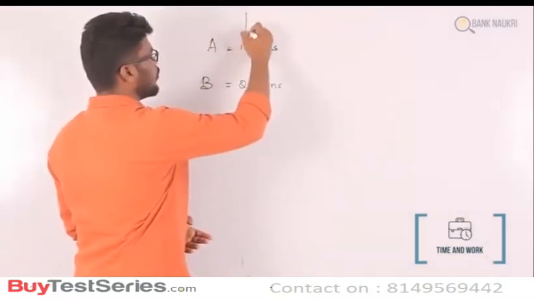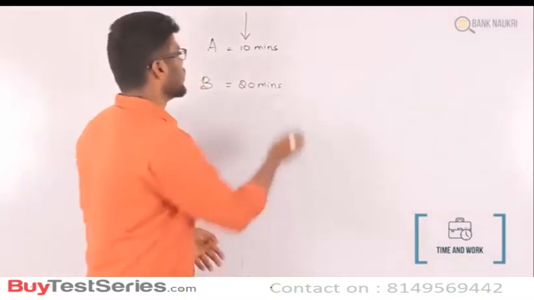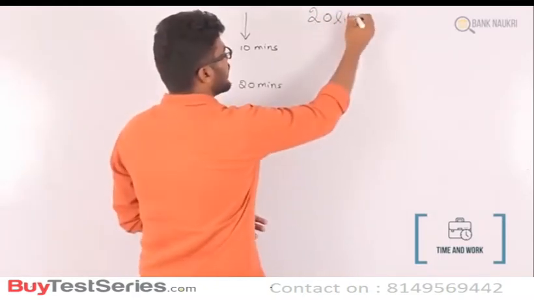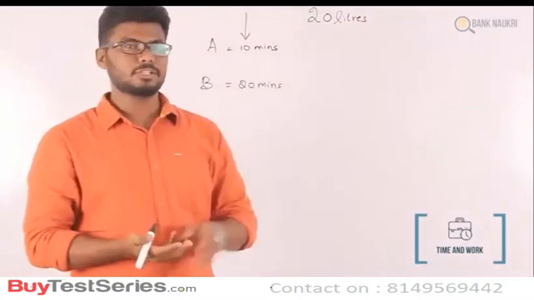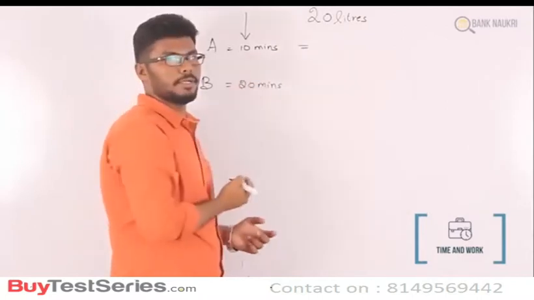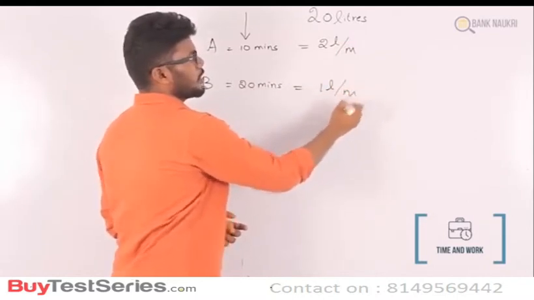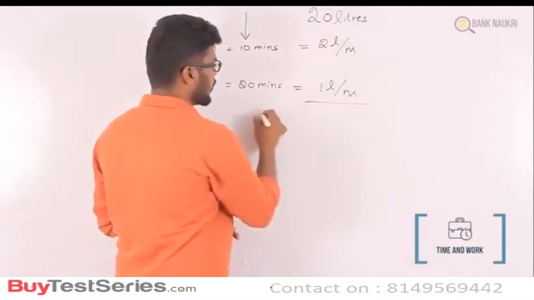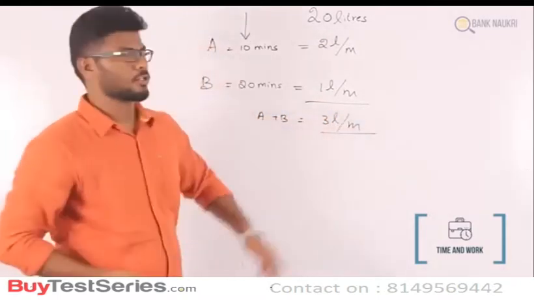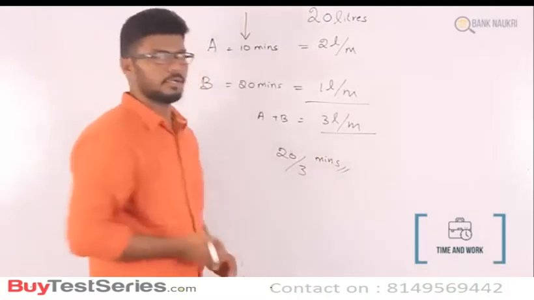So the first step for pipes and cisterns is again taking the LCM. I'll take the LCM of these two numbers, 10 and 20, and assume it as the capacity of the tank. So the LCM of 10 and 20 will be 20, and I'm assuming the capacity to be 20 liters. Pipe A takes 10 minutes to fill these 20 liters. It means in 1 minute, pipe A will fill 2 liters and pipe B will fill 1 liter. So if A and B are working together, both the pipes will fill 3 liters per minute. So to fill 20 liters, both the pipes will take 20 by 3 minutes, which will be your answer.